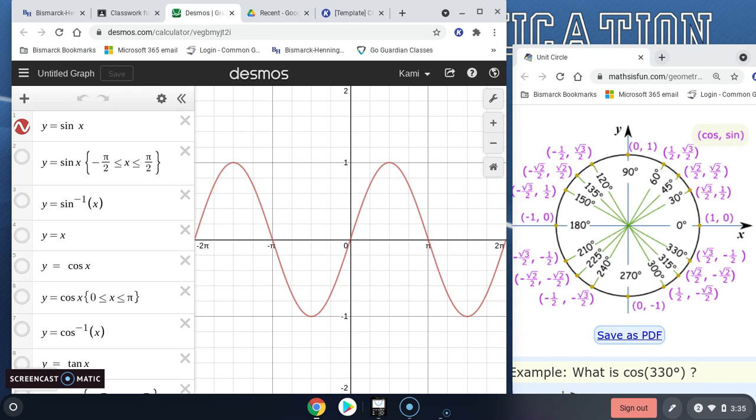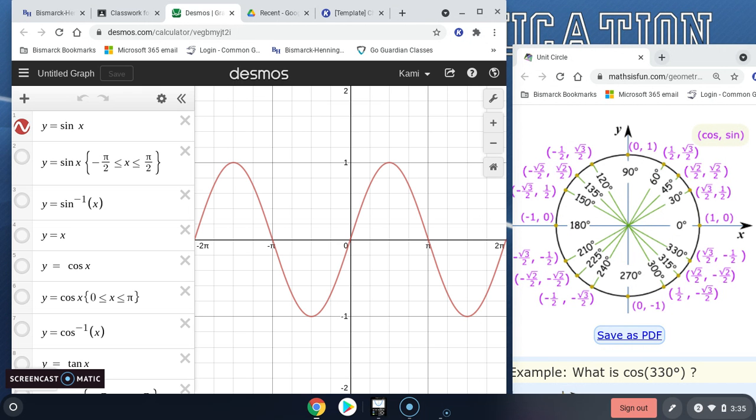Okay, so if we talk about the sine function, this is a function. It fits the definition of a function. For every x, there's exactly one y. Another way you can tell if a graph is a function is the vertical line test. If each vertical line you can draw only intersects the graph once, you have a function.